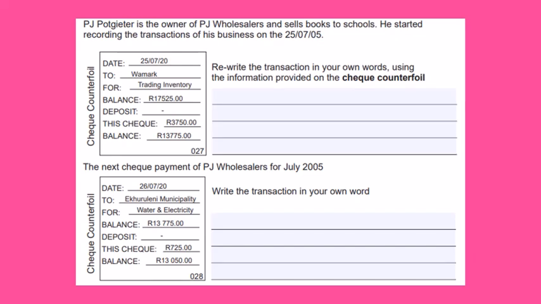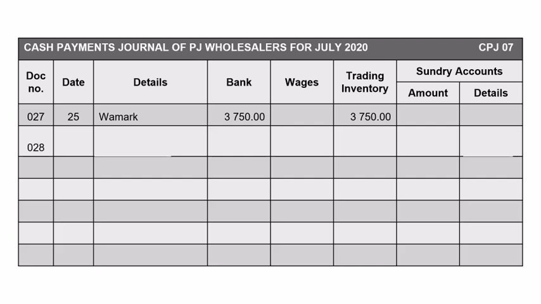Then the next transaction, okay, or the next check, this bottom one, was issued on the 26th of July to Ekurhuleni Municipality for water and electricity. And remember, we focus on this amount. Okay, so we paid 725 Rand for water and electricity, and it is check number 28. It must be number 28 because it must follow on the previous check number, which was 27. Okay, so if we record this, it will be check number 28.